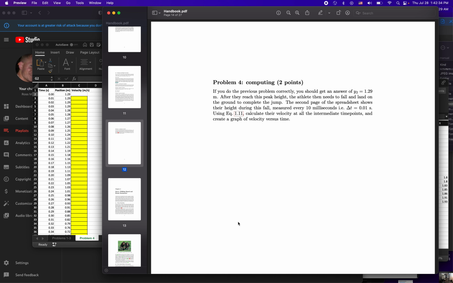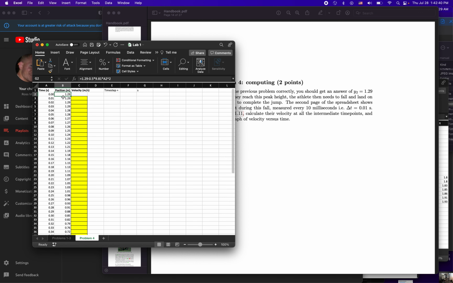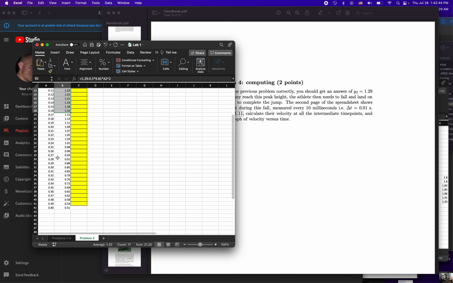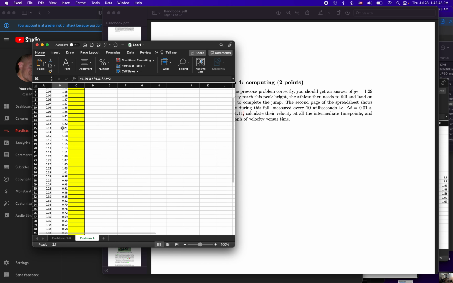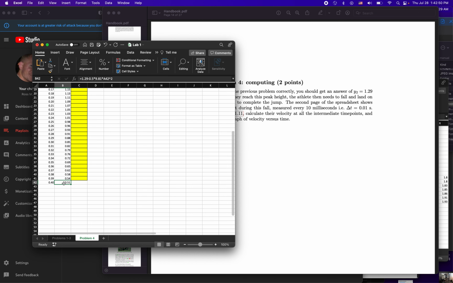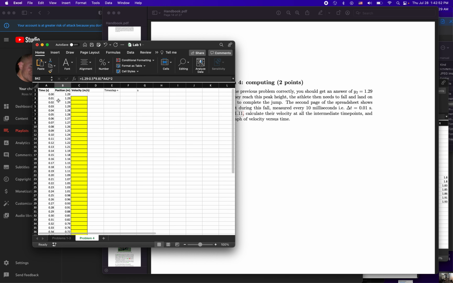And so the spreadsheet here, if you go to page 2 of the spreadsheet, which has the data for problem 4, gives you in column B here the height of the center of mass of this athlete as they're falling from the peak until they get down to the bottom here and finish the jump. Okay? And then within there, it's got their position measured every 10 milliseconds or every 0.01 seconds while they're falling.